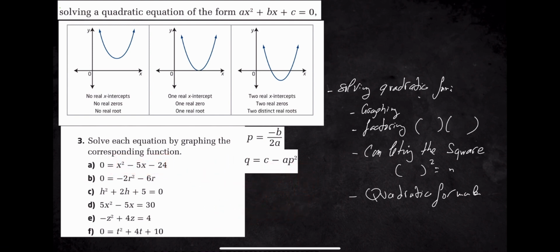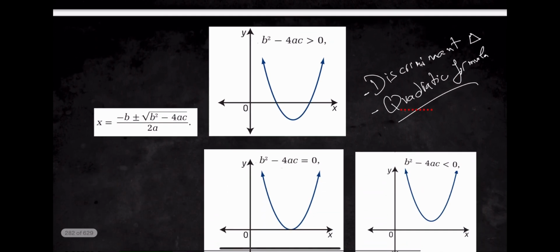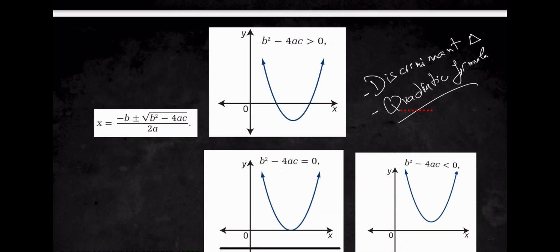Using the quadratic formula is another way to do that, by the discriminant. First of all, you calculate b squared minus 4ac, where b is the coefficient in ax squared plus bx plus c. You take the square of b minus 4 times a times c.